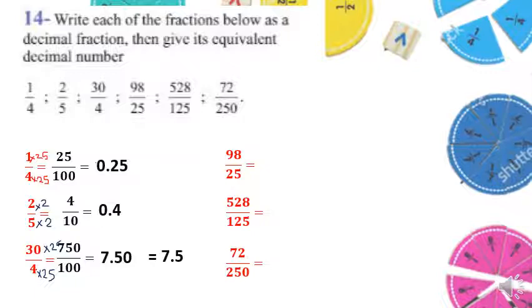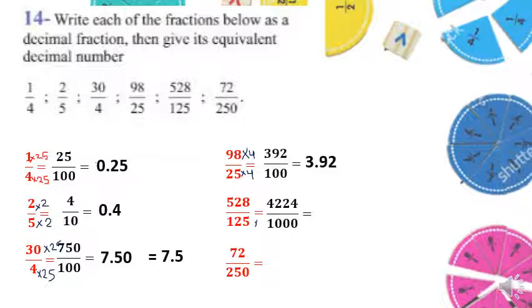Now look here, we have 25. Its friend is 4, so we multiply it by 4. Multiply the numerator and the denominator by 4, so we will get 392 over 100, and it's ready to be written as a decimal number, which will give me 3.92.